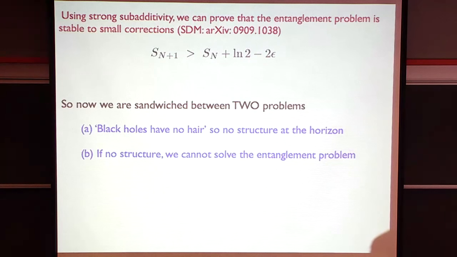And if that is the case, then Hawking, in fact, has got us in a bit of a bind, because now we are sandwiched between two problems. On the one hand, we can't find any hair, so we have no structure. The horizon looks like the vacuum wave functional out there. And on the other hand, if there is no structure at the horizon, then you can't solve the entanglement problem. You keep producing the pairs, and it's stable to all kinds of small things you would have done. And so what are you going to do?